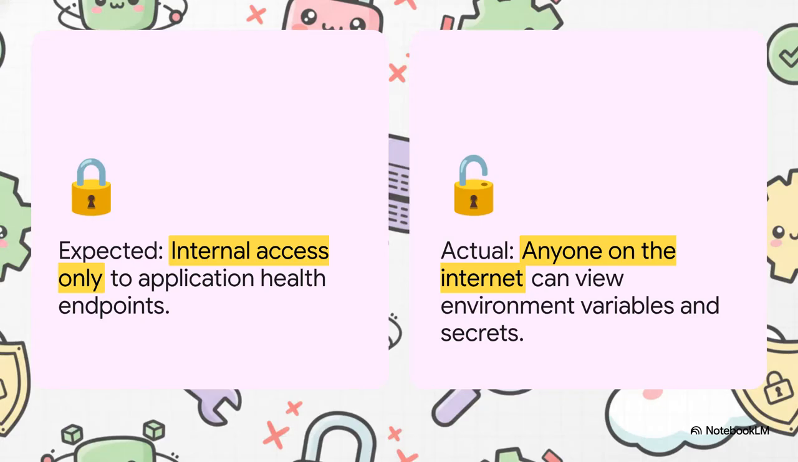Then you have NASA. They were using a project management tool called Jira, but because of a simple permission misconfiguration, access that should have been locked down to only NASA employees was accidentally set to, well, everyone on the internet. Thankfully, a security researcher found it first, but just imagine if an attacker had gotten there. They would have had a front-row seat to internal project plans, employee data, the whole shebang.